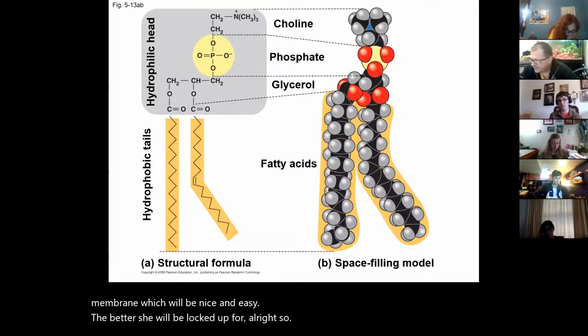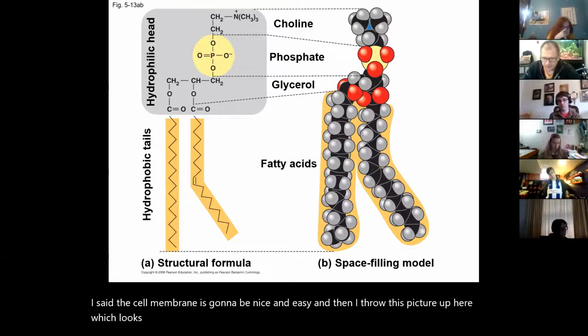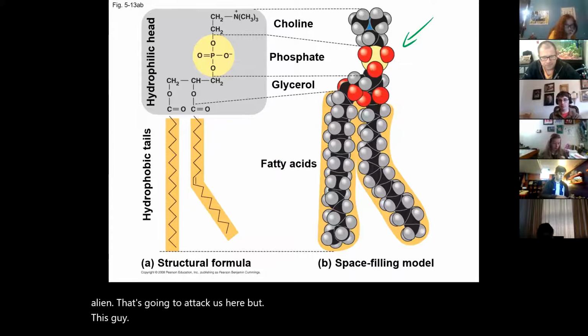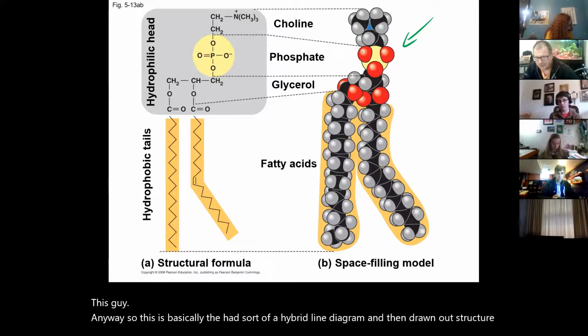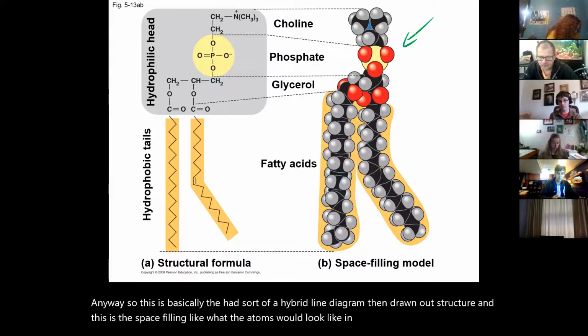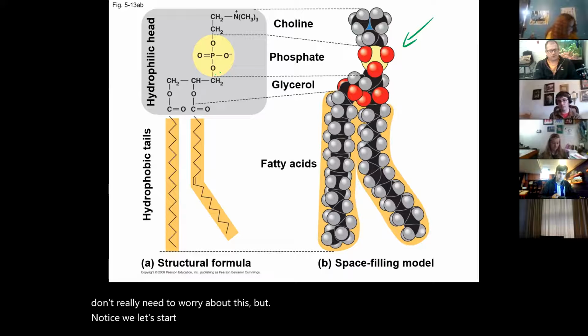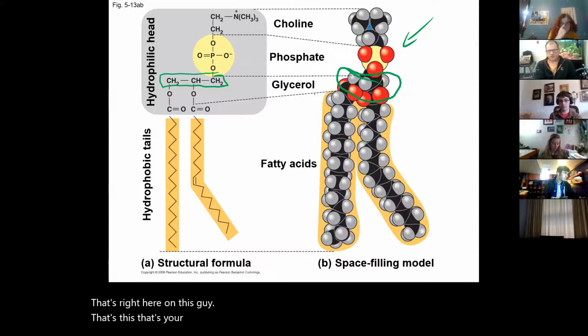I said the cell membrane is going to be nice and easy, and then I throw this picture up here, which looks horrible. It even has a scary monster that looks like a space alien that's going to attack us. Anyway, this is a hybrid line diagram and drawn-out structure, and this is the space-filling diagram, what the atoms would look like in 3 dimensions. You don't really need to worry about this, but let's start with the glycerol. What used to be glycerol is right here, those 3 carbons.